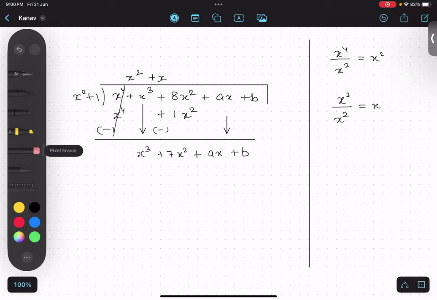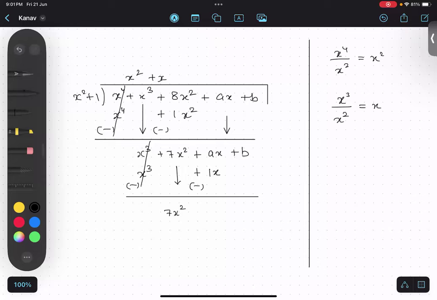So x square into x will give me x cube. Plus 1 into x will give me 1x. Change the sign. This gets cancelled. 7x square coming out. Now over here, a minus 1. So I'm just going to write like this: a minus 1, x plus b. Is that thing clear? Yes.